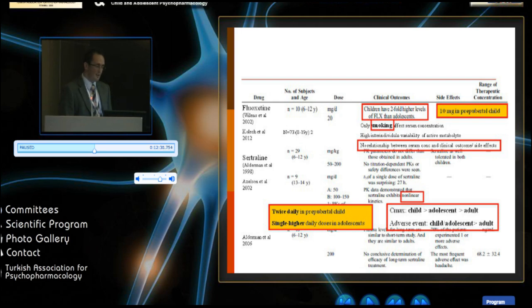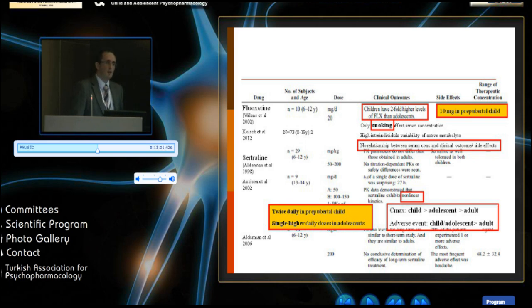Coming to SSRIs, fluoxetine is 2 times higher in children than adolescents. Therefore, in the prepubertal period, starting from a half dose might be useful. Smoking and its effect on serum concentration is also known, and serum concentration and SSRIs have nothing to do with clinical relationship.